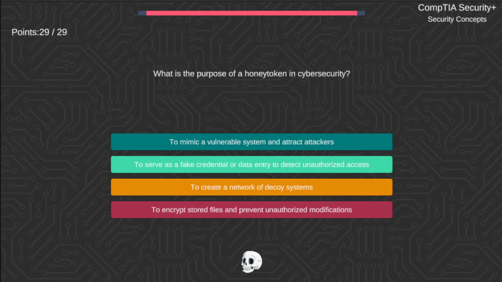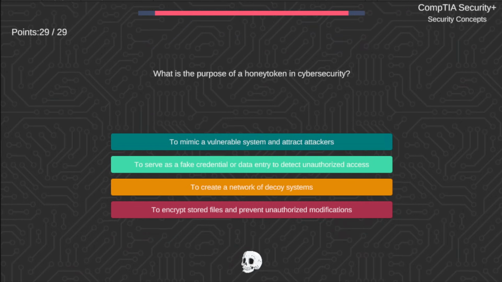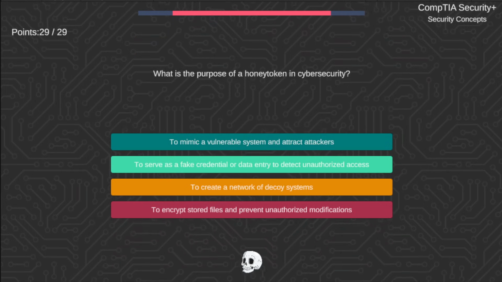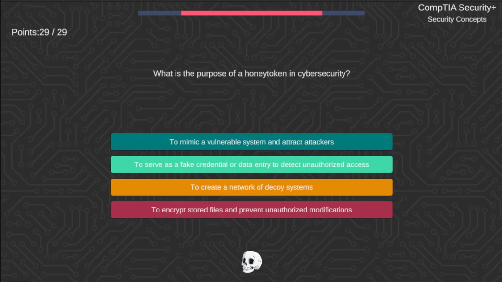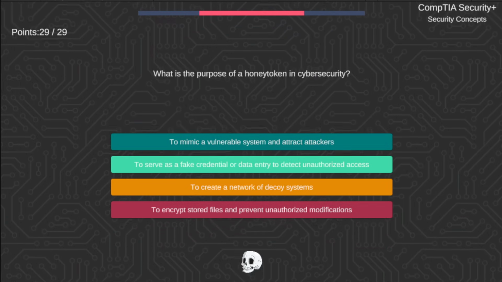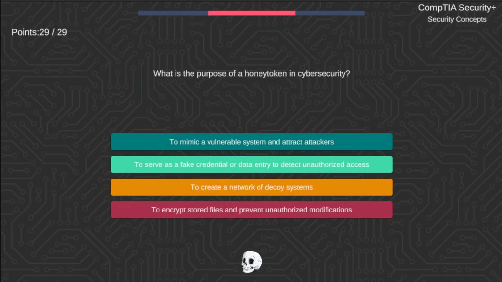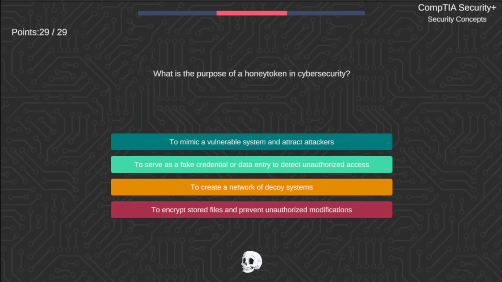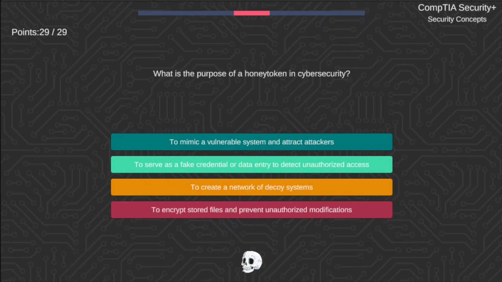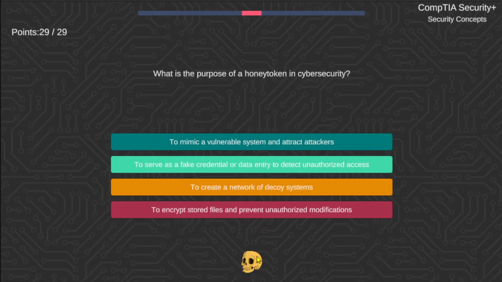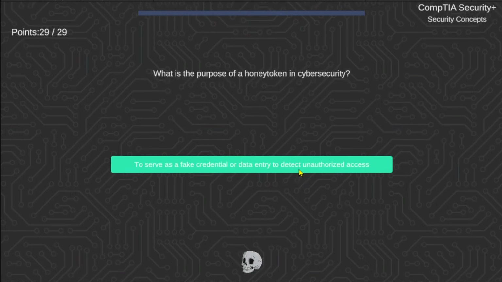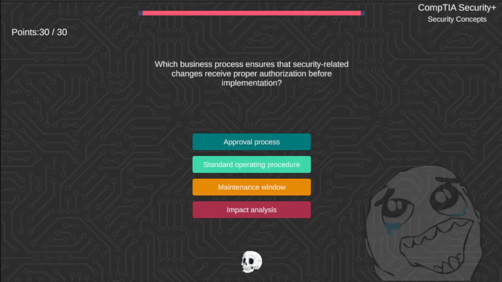What is the purpose of a honey token in cybersecurity? To mimic a vulnerable system and attract attackers, to serve as a fake credential or data entry to detect unauthorized access, to create a network of decoy systems, or to encrypt stored files and prevent unauthorized modifications? The purpose of a honey token. It sounds like an NFT, I know. Correct answer is to serve as a fake credential or data entry to detect unauthorized access.